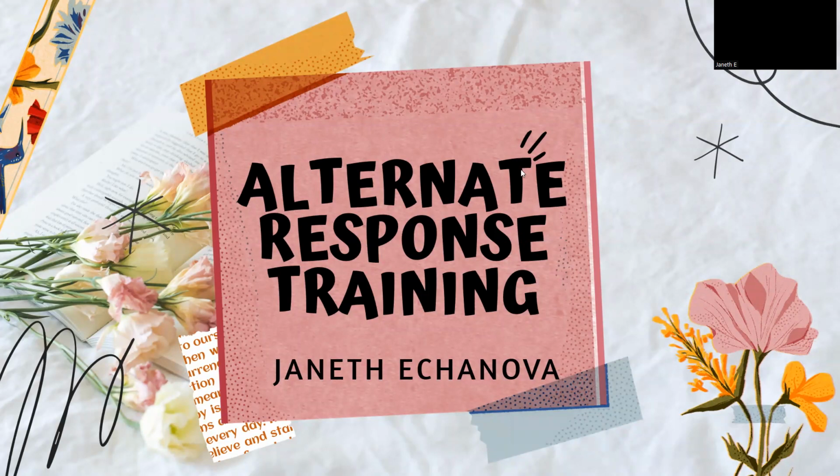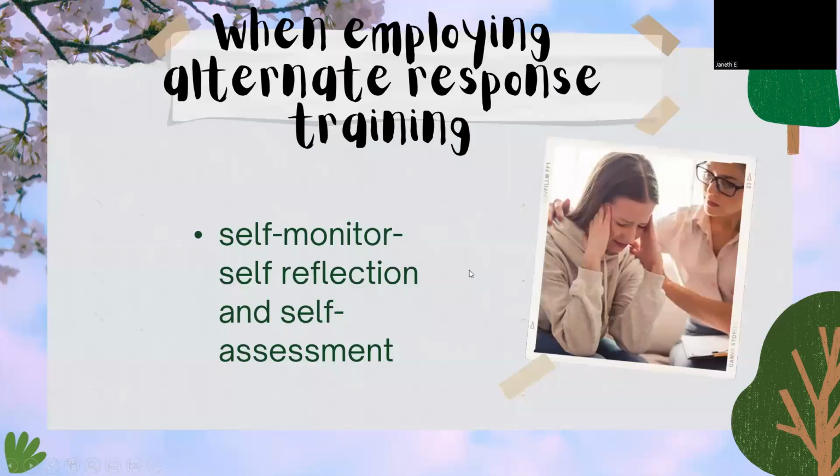In alternate response training, a student is taught an alternative or competing response that interferes with opportunities for an undesirable response to be emitted (Wallery et al., 1988). If an alternative response already exists in a student's repertoire, it can be strengthened as he or she learns to use the alternative behavior. In using alternate response training, a student must first be taught to self-monitor, self-reflect, and self-assess.